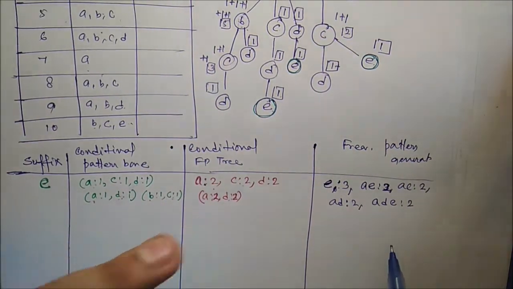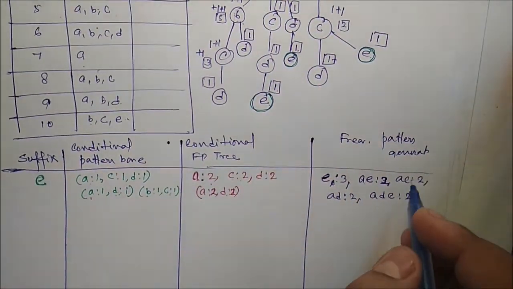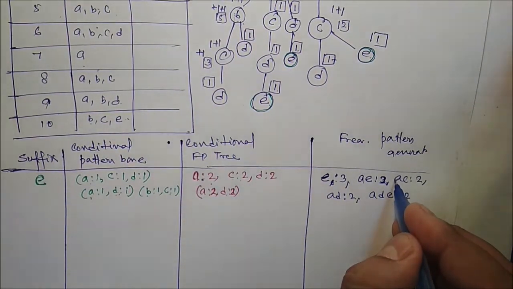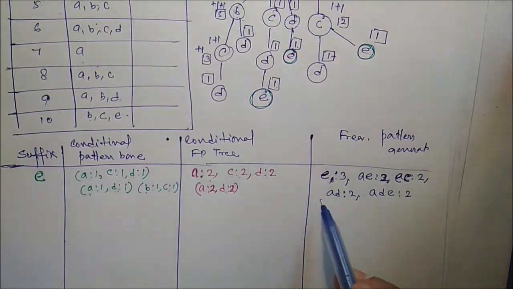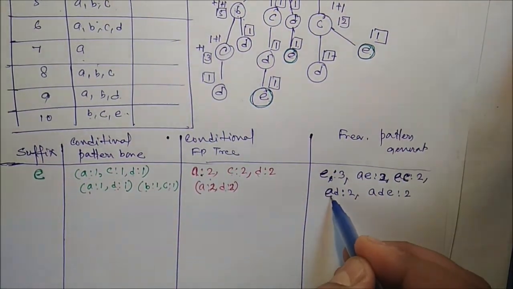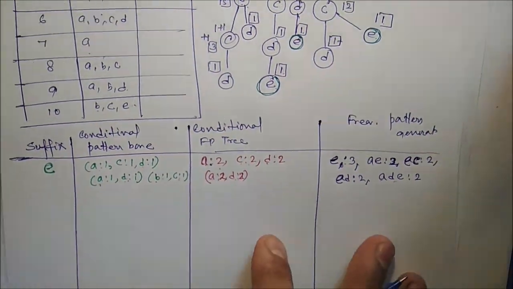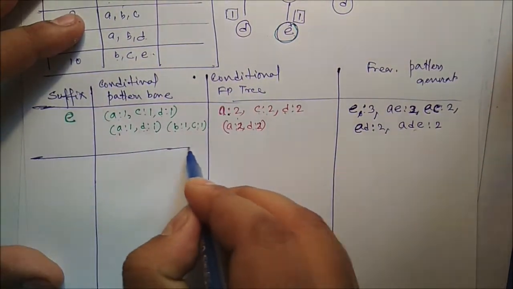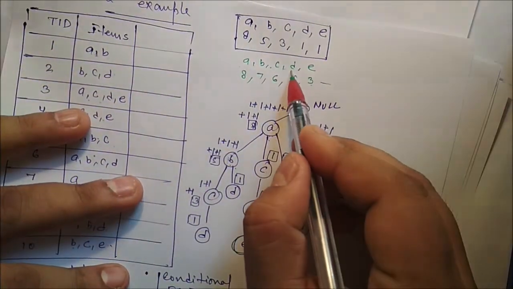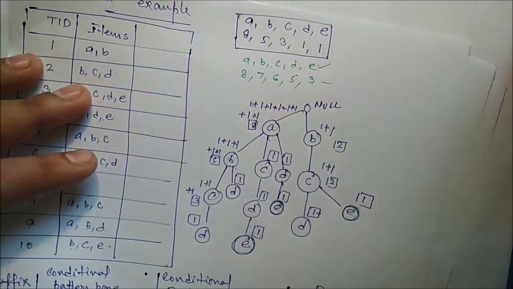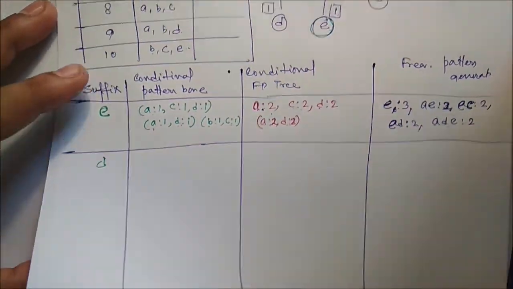Okay, so sorry, using C it should be EC. And using this D, it is ED, and this is AD. Okay, now the next item is D. E is already taken. Next D. So you can see here for D, see the path once again.